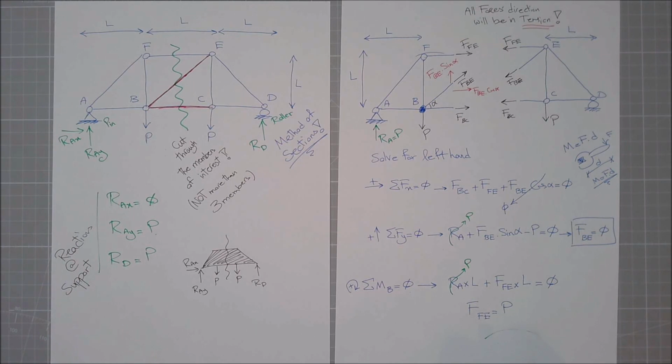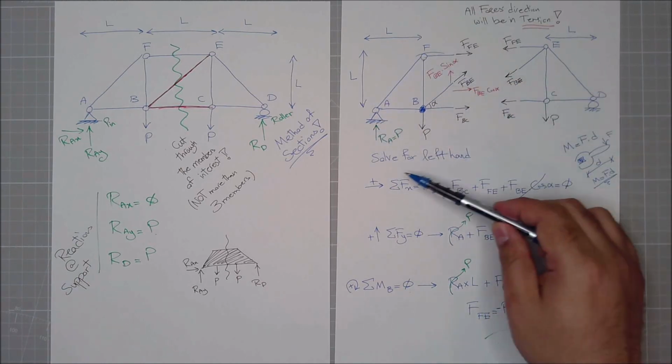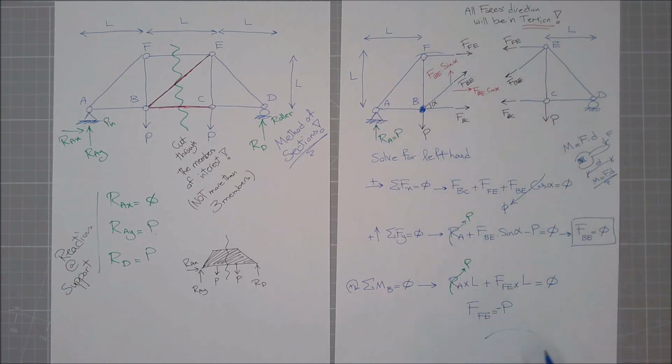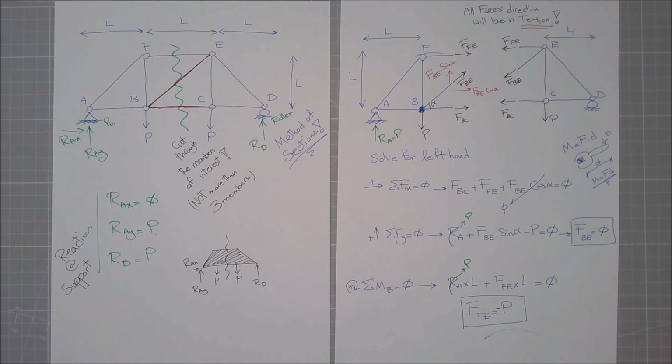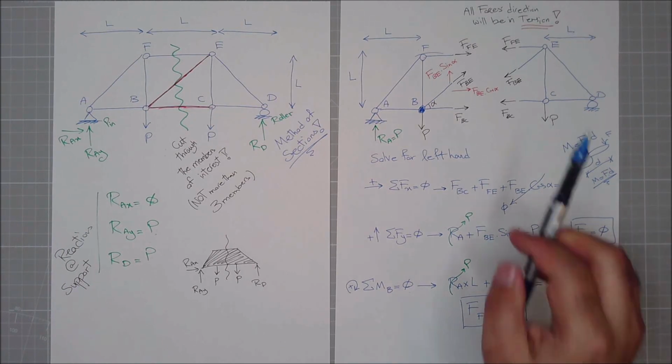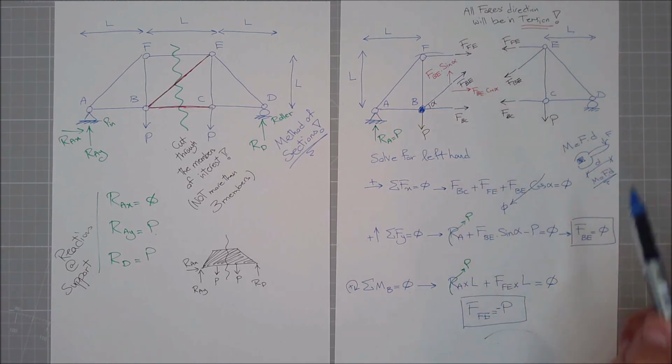Yes, I'll put it as a negative P as well, because if I take this to the other side, this was positive, this was positive. If this is P, P goes to the other side, negative P. So FFE is negative P. That means that this direction that I have considered is wrong.